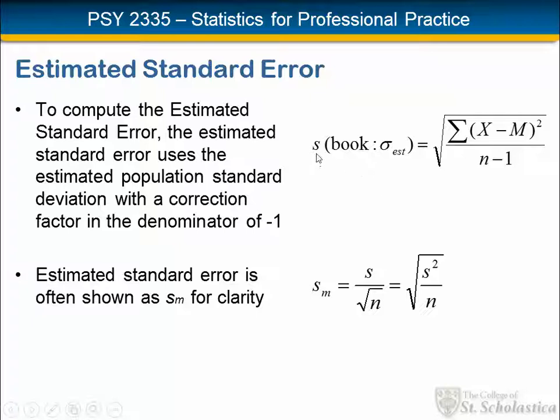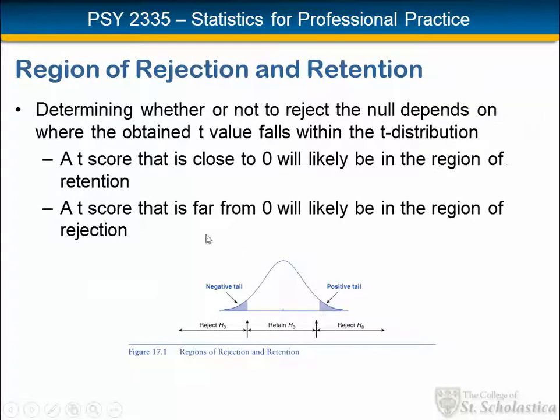Once we've computed this estimated standard deviation, then we can use it to create our estimated standard error. So we take that standard deviation and divide by the square root of n. And this estimated standard error is what we use in computing our t-statistic. So we're going to need to determine a rejection region.